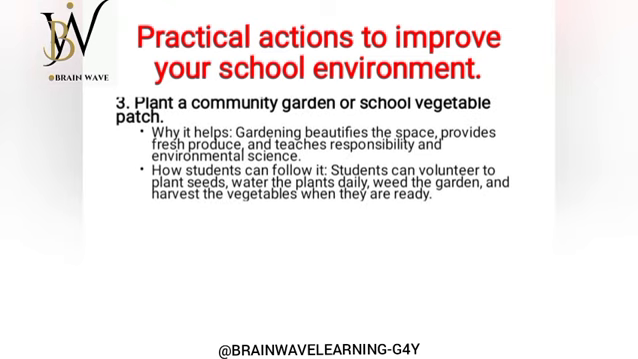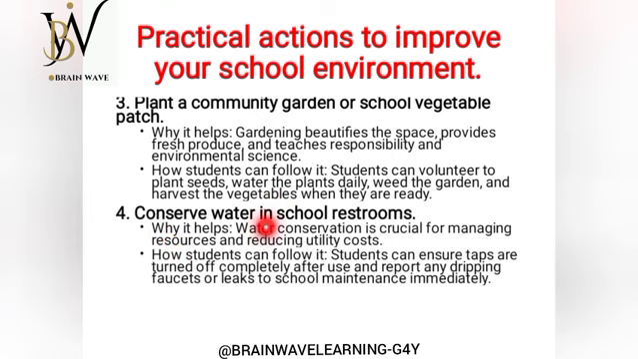Okay, so number 3, plant a community garden or school vegetable patch. Why it helps? Gardening beautifies the space, provides fresh produce, and teaches responsibility and environmental science. How students can follow it? Students can volunteer to plant seeds, water the plants daily, weed the garden, and harvest the vegetables when they are ready. Number 4. Conserve water in school restrooms.